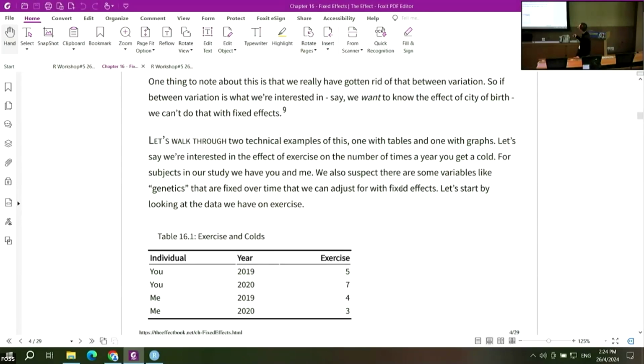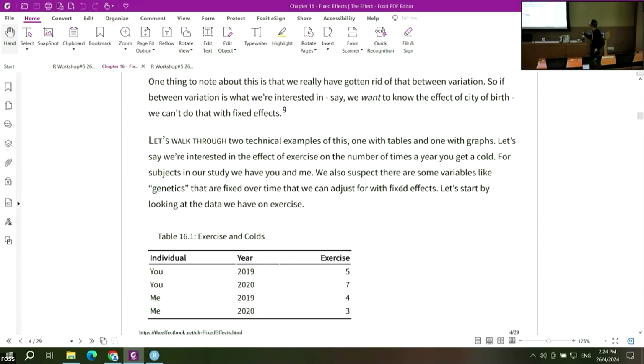So if between variation is what we are interested in, if we want to know the effect of the city of birth, then we can't do that with a fixed effect, because a fixed effect is just going to control individual level specific effects. And then if we want to know the effect of city of birth, then what do we do? Okay, then what do we do?